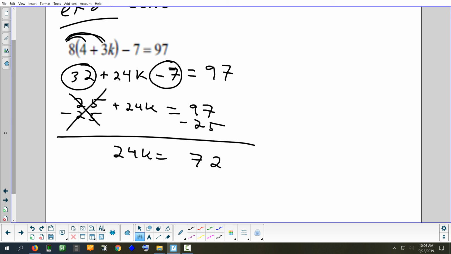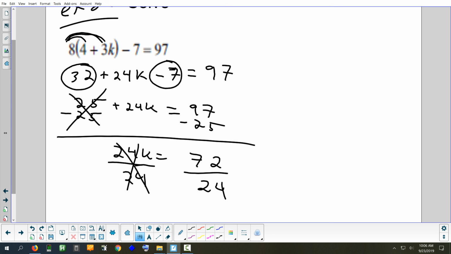Olivia, what's the M step in SAM? Multiply. Yep, multiply or divide. Okay, either one. Lucas, can you tell me which one I have to do here? Divide by 24. Yep. So divide 24k by 24. And where else? 72. 72.